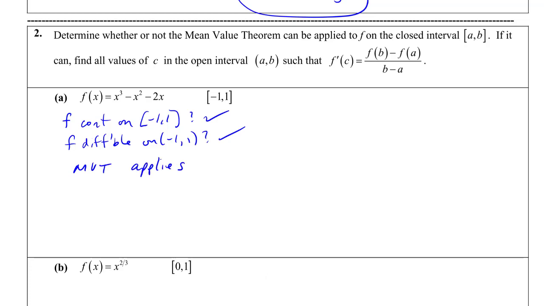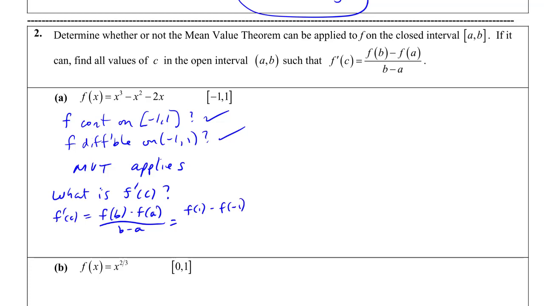Okay, so the next thing I'd want to know is, what is this guaranteed value of the derivative? Well, again, that's just going to be f of b minus f of a over b minus a, which is going to be f of 1 minus f of negative 1 over 1 minus negative 1.